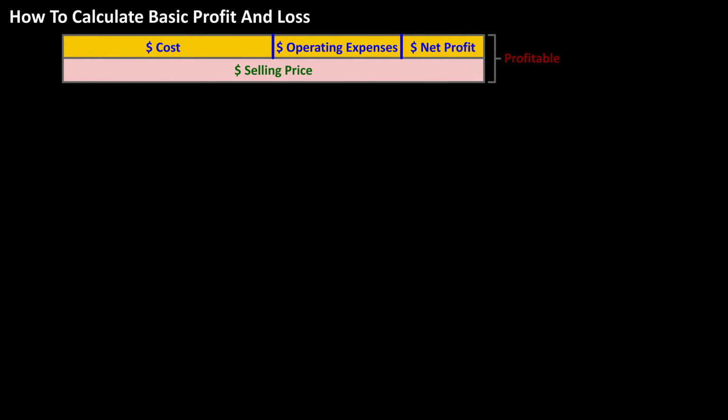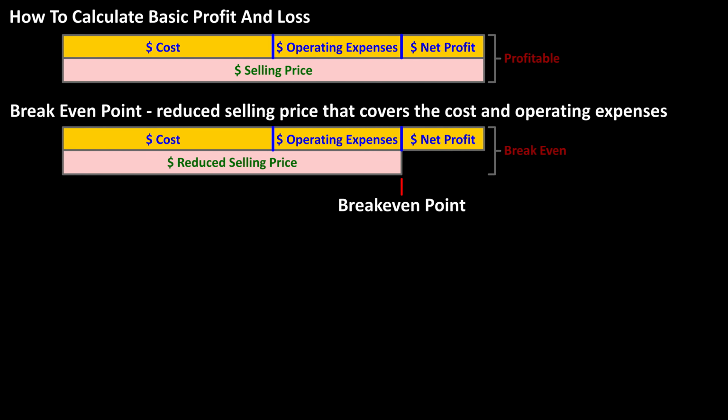Here is a chart, and on the top are sections for cost, operating expenses, and net profit. On the bottom is the selling price, which ideally will cover the cost, operating expenses, and net profit. The break-even point is here, where the selling price covers the cost and operating expenses, and any selling price greater than this will result in a profit, and anything less than this will be a loss.